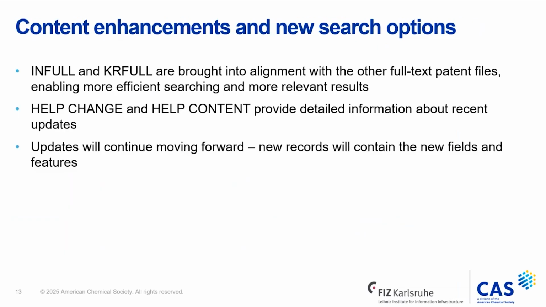The next thing that I want to talk about, in addition to the patent status indicator and ultimate owner information, are some content enhancements to these two databases. Once again, these are things that have been added to other databases in recent history. So we are bringing these two databases, India Full and Korea Full, into alignment with the other full text patent files, which is great because very often these are used in multi-file searches together with other full text patent files. So this will help provide more relevant results by adding these additional search content fields and more efficient searching.